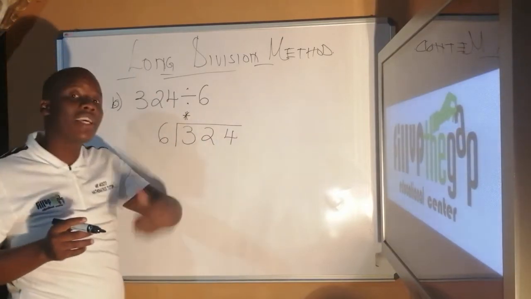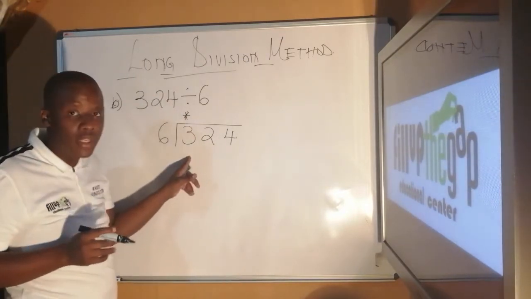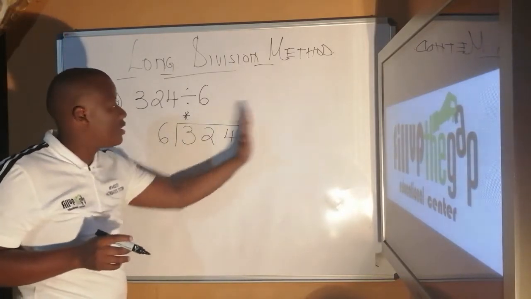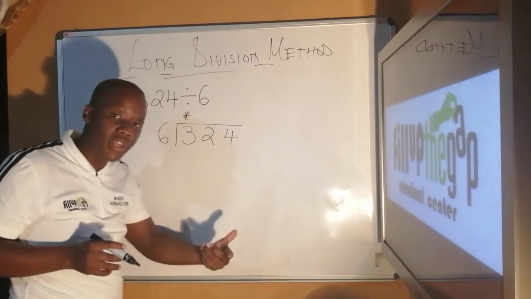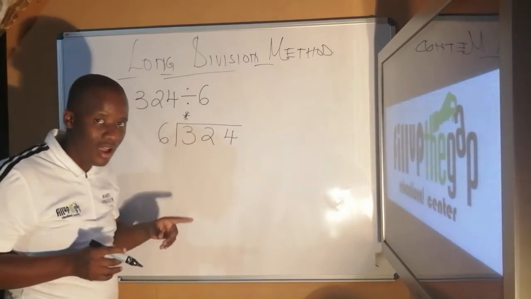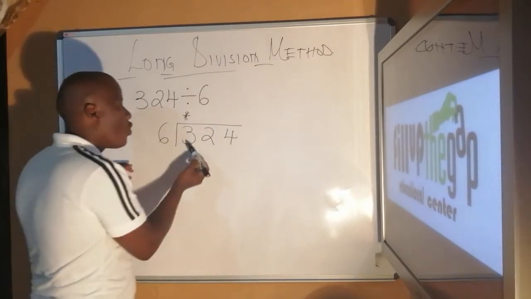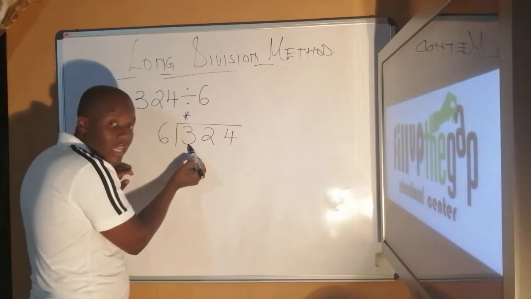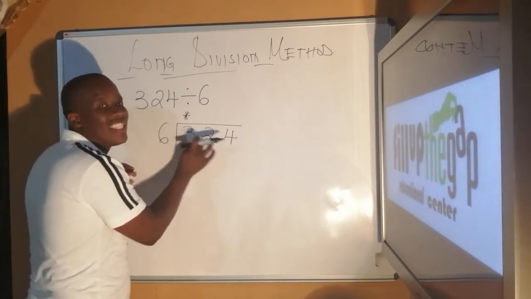provided that it is the first number only. I'm going to do another example whereby we get 0 something here in the middle. You have to put it. But if it's at the beginning, you don't put it. All right? So, 3, you could not get it using 3. So we are now going to 32.